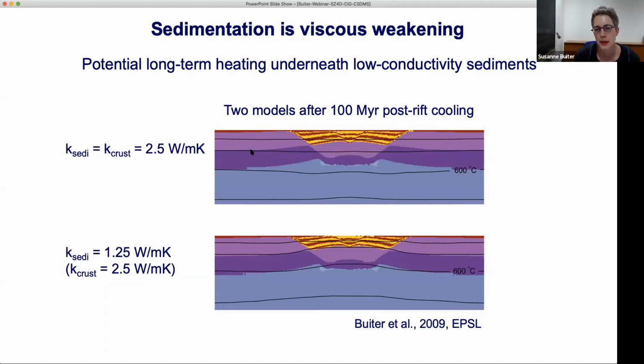You can see the isotherms, and if anything at all, then maybe the model here is even a bit cooler because we have less crust, less heat-producing elements below the basin because of the thinning. But if the thermal conductivity of the sediments is lower, heat cannot conduct away so fast. And then after 100 million years, you can see still the elevated isotherms beneath the basin. So that means that the lower crust beneath the basin has higher temperature than the adjacent crust, and it will be therefore weaker in a viscous sense.